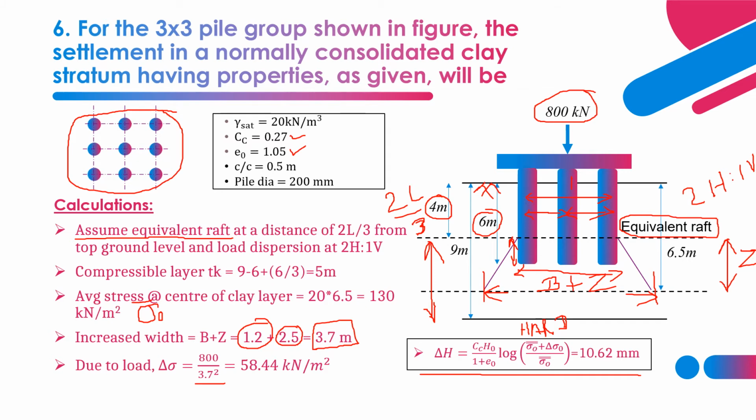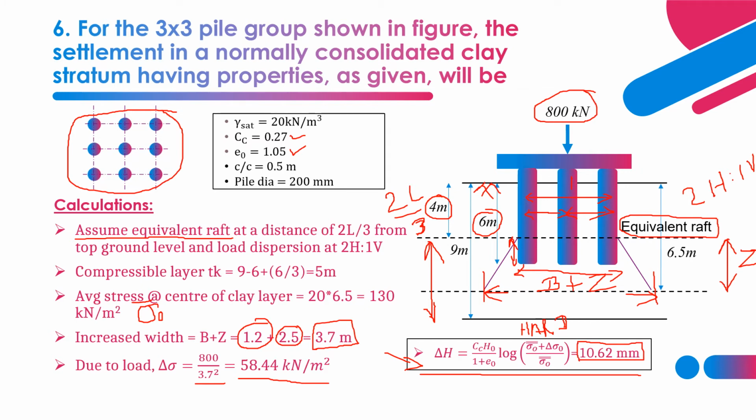If it is a rectangular plan, then we have to calculate B plus Z and L plus Z, and multiply those two values to get the area. Here it is 800 by 3.7 square. We arrive at del sigma bar as 58.44 kilonewton per meter square, and substitute all the known values in this ultimate settlement formula to get the value 10.62.